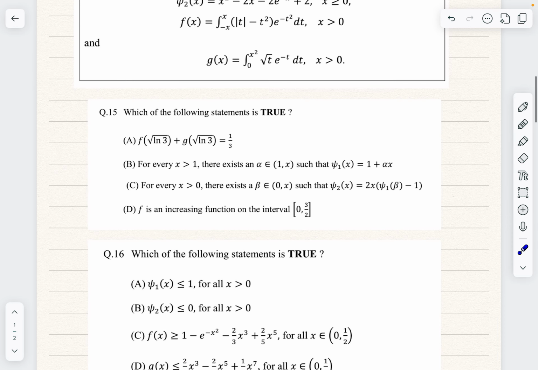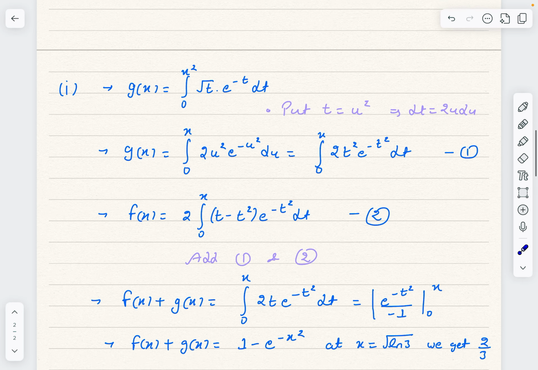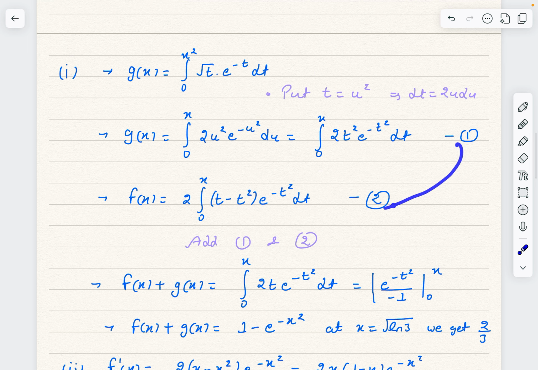Actually, in the question it is given as minus x to x, but the function is even, so we can write it as 2 times 0 to x. And mod t also in this interval will be just t, because t is positive here. Now, if you add 1 and 2, we get 0 to x 2t e power minus t square dt, which you can directly integrate, just multiply and divide by minus 1.